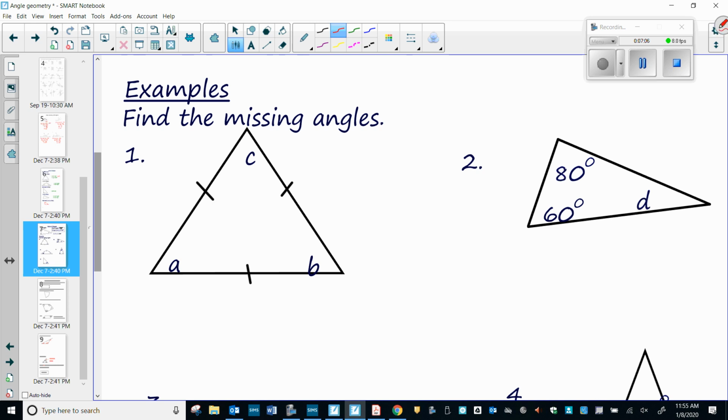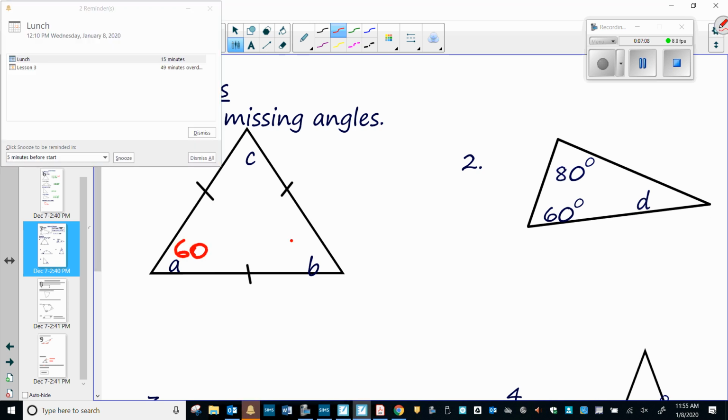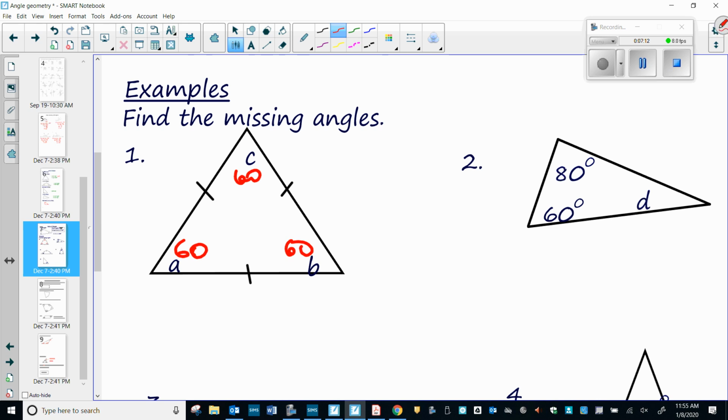So how would we find this one? We know there's equilateral triangles, so we know they're all 60. Okay. 60, 80. How are we going to find D? You do 80 plus 60 and then 80 minus that. Yep. So 80 plus 60 is? Good mental maths is what I'm thinking. Okay, so D is 40.